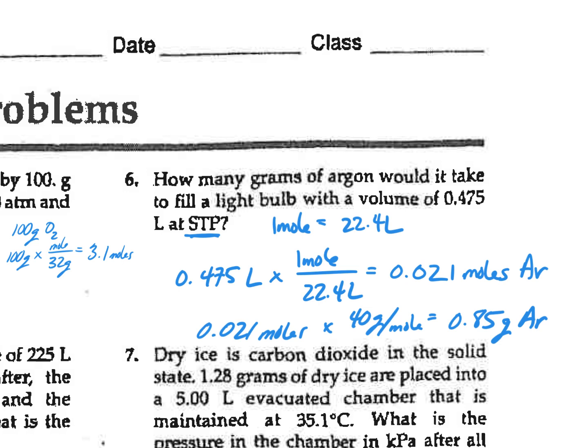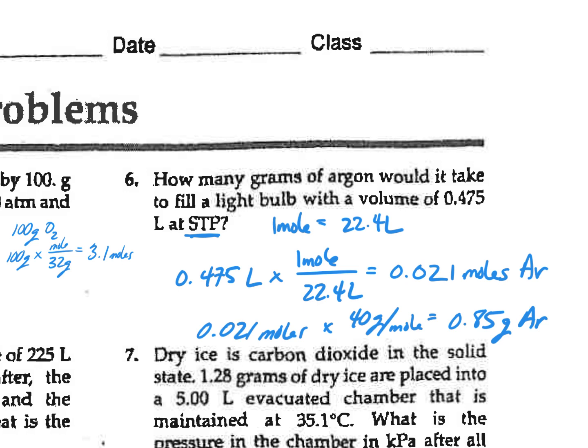Argon has a molar mass of 40 grams per mole, so that's going to be 0.85 grams of argon. Now, this is a shortcut. This is a fast way to solve this problem. Although, I will tell you, you can use the ideal gas law to solve this. If you use PV equals nRT, you would come up with the same answer.